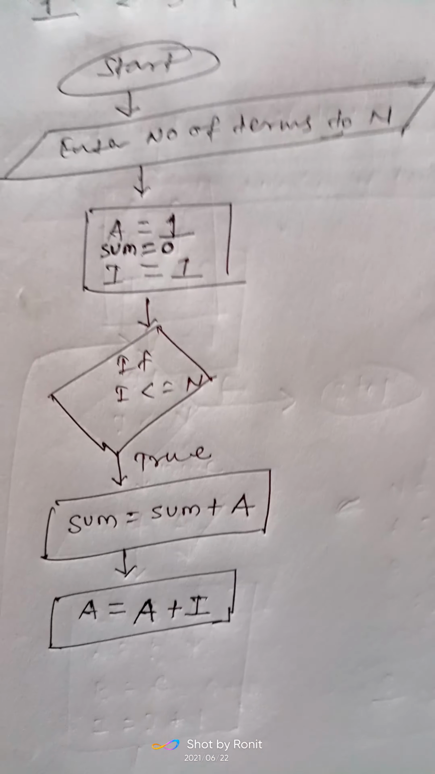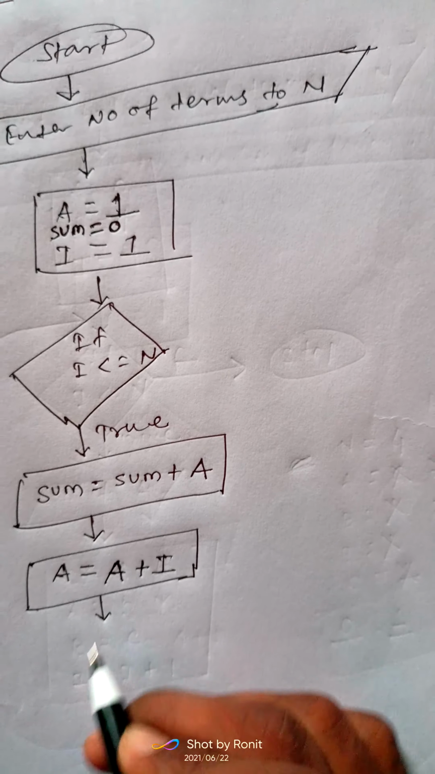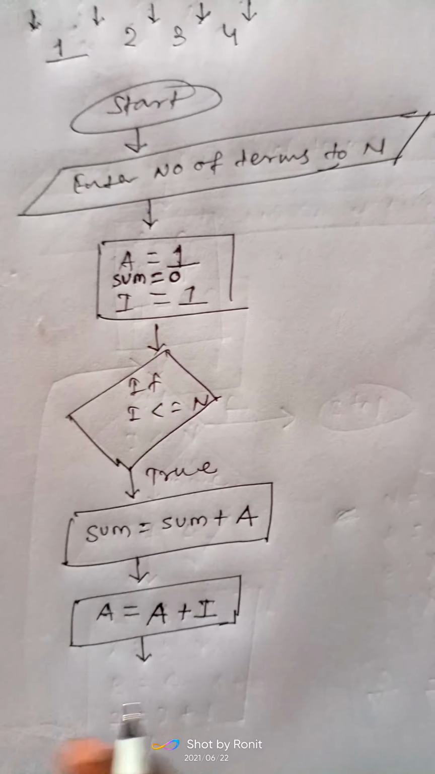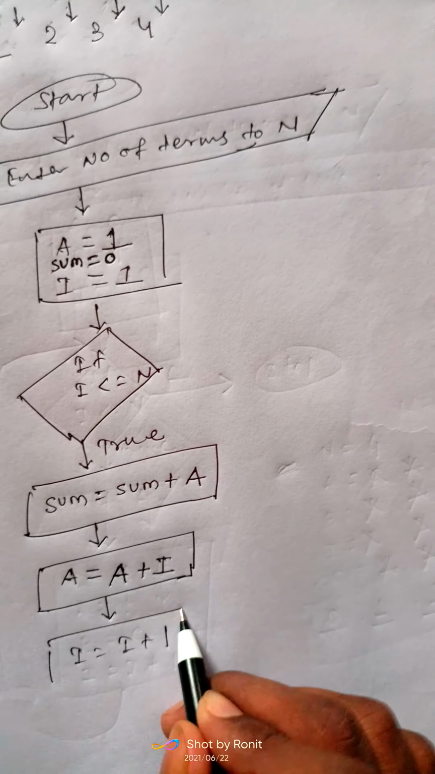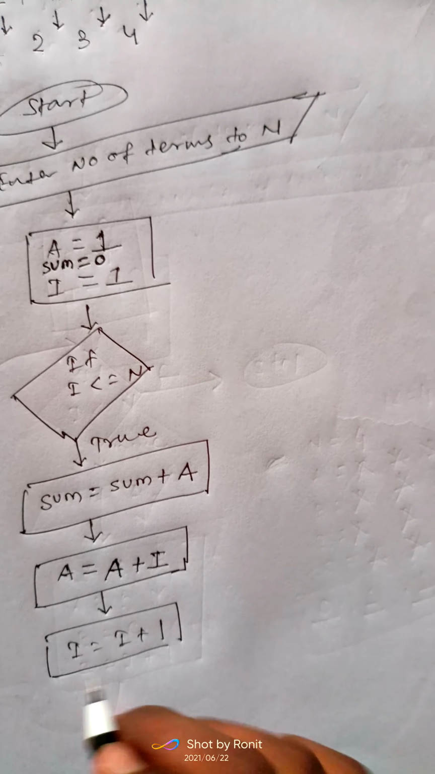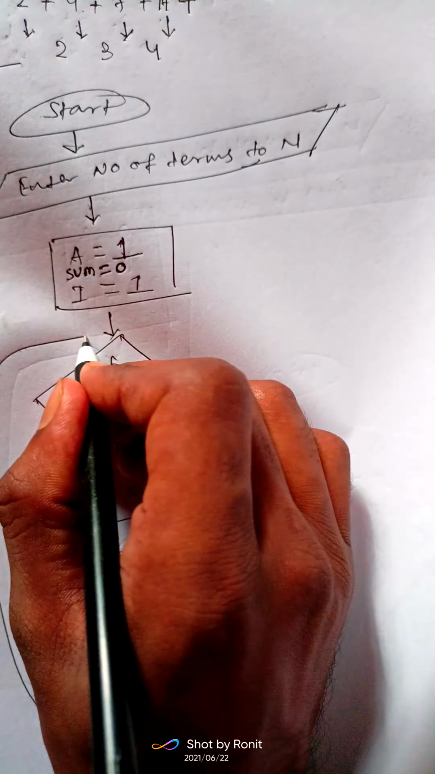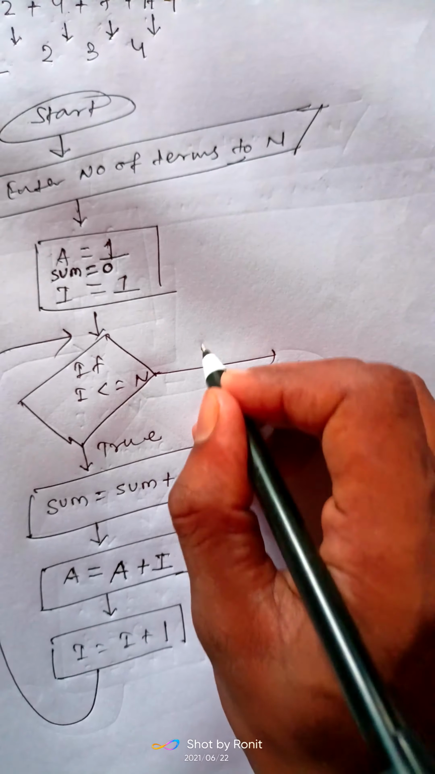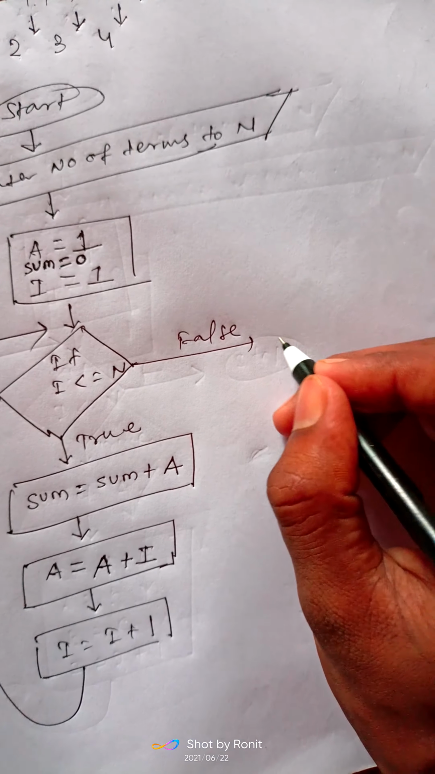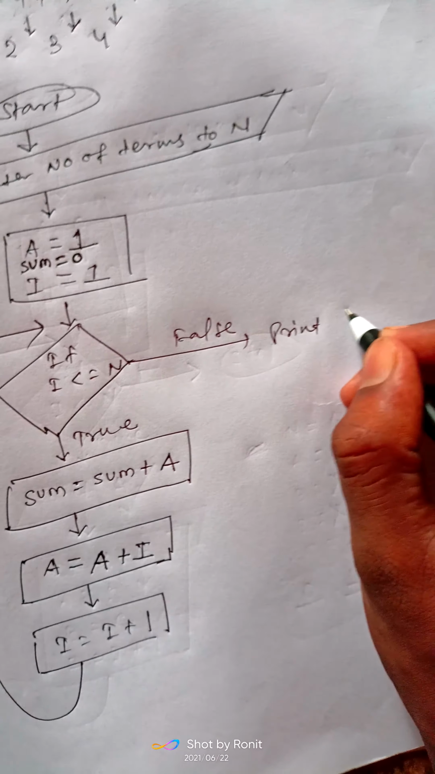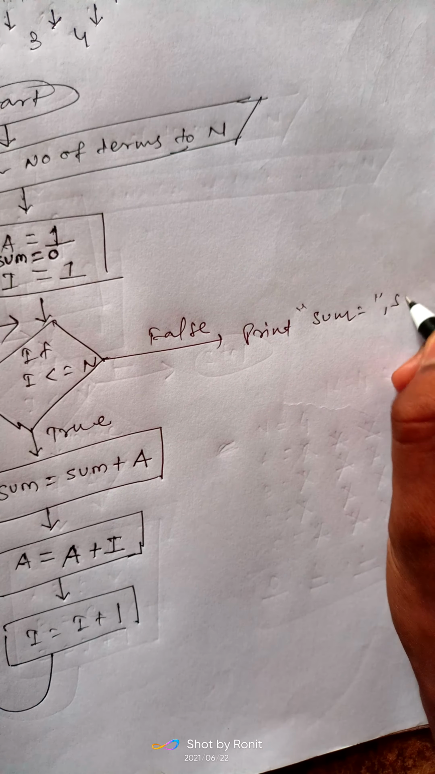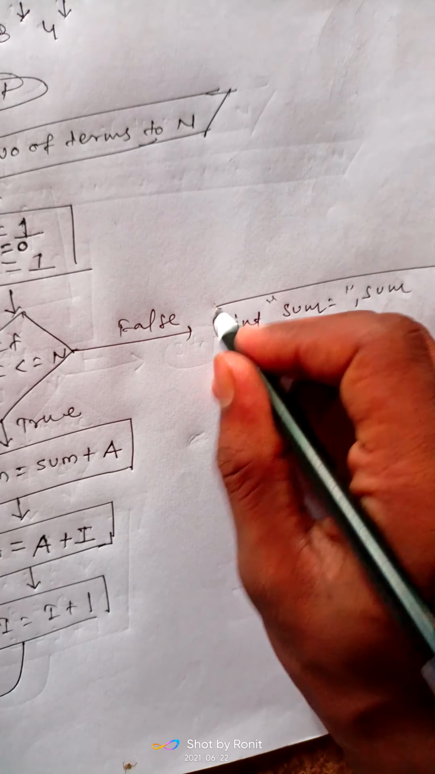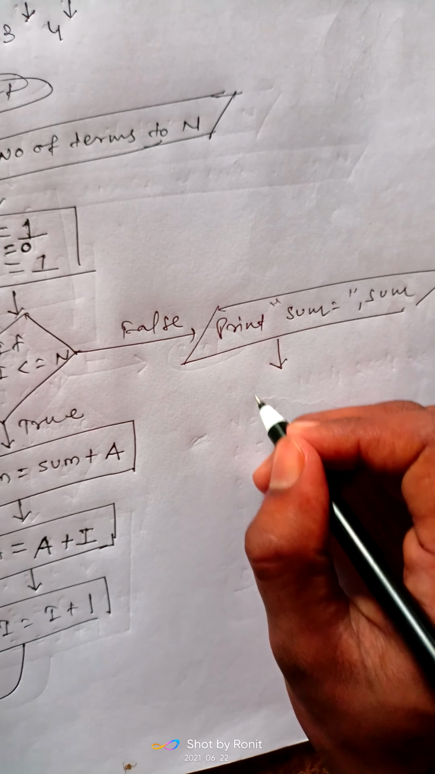Fine. Now we have reached our second term, so I will be I plus 1, and this will loop up to n times. If the condition goes false, then print the sum. Then the sum will be printed and the process will be stopped.